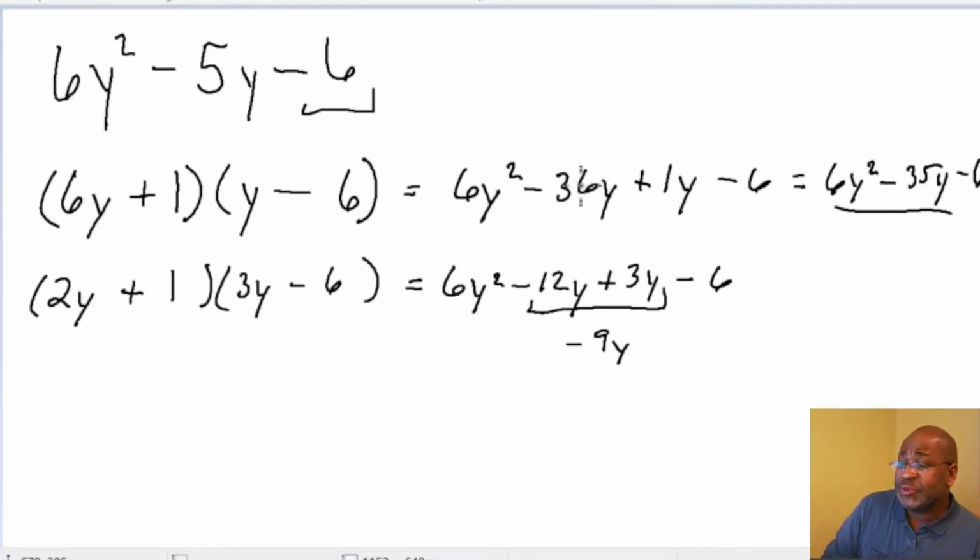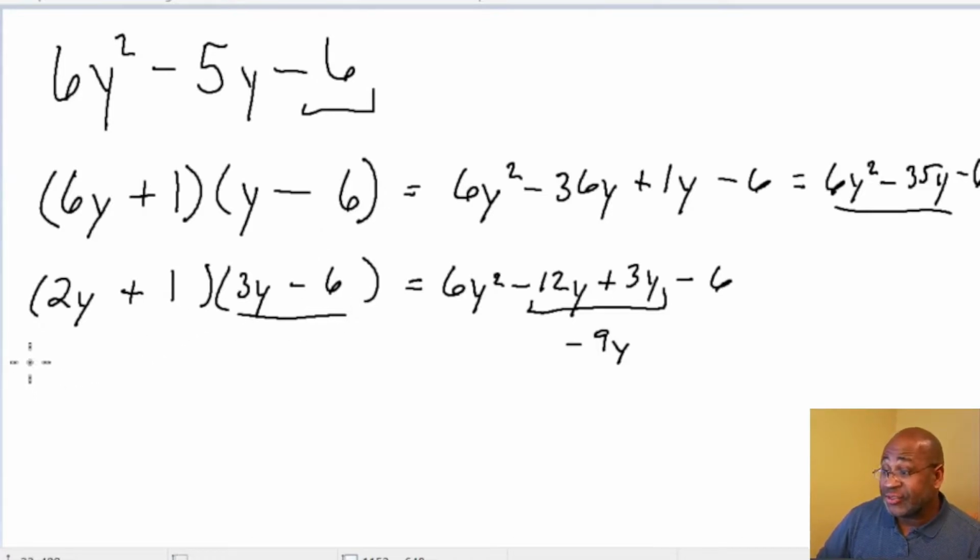Now, in retrospect, this also wouldn't have worked because notice in that second factor, 3y minus 6, there's a common factor of 3. And as I mentioned before, if there's a common factor in any of the ways that we guessed this out, it would have to be a common factor in the original problem. And there was no common factor in the original, so that wouldn't work either.